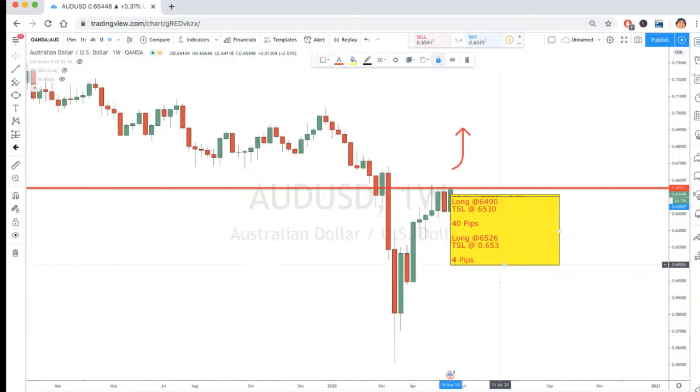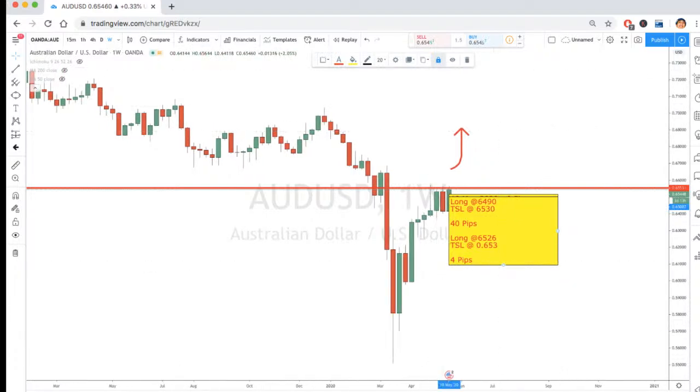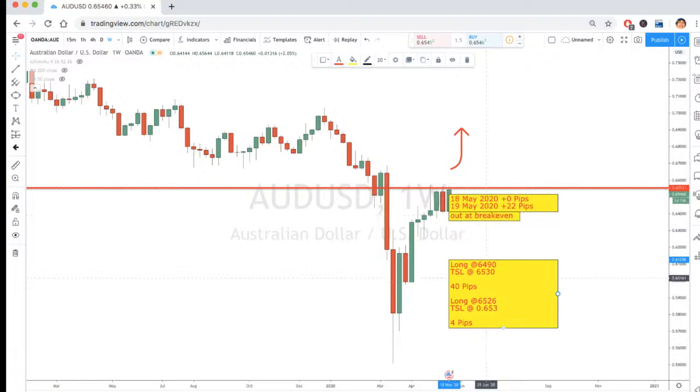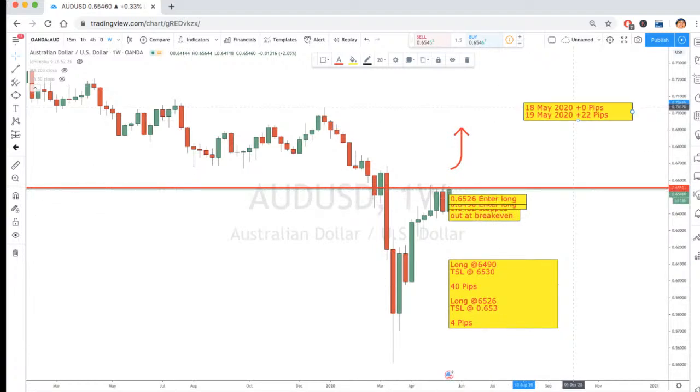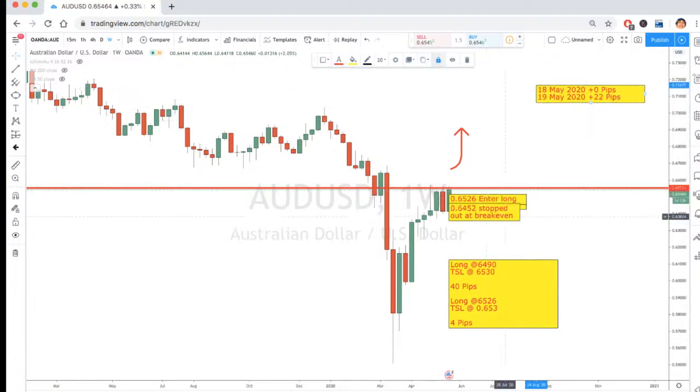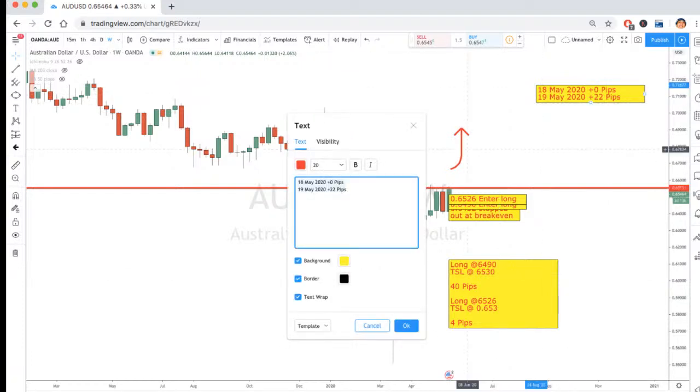This, we move. Let's move this. Okay, let's lock it. Today we have already made 44 pips, so we are safe. We are just waiting to see how the market plays out. 40 plus 4, we have 44 pips. Our stop loss is at 6530. If we are stopped out, we would have 44 pips. So I'm confirmed with a 44 pips profit today.